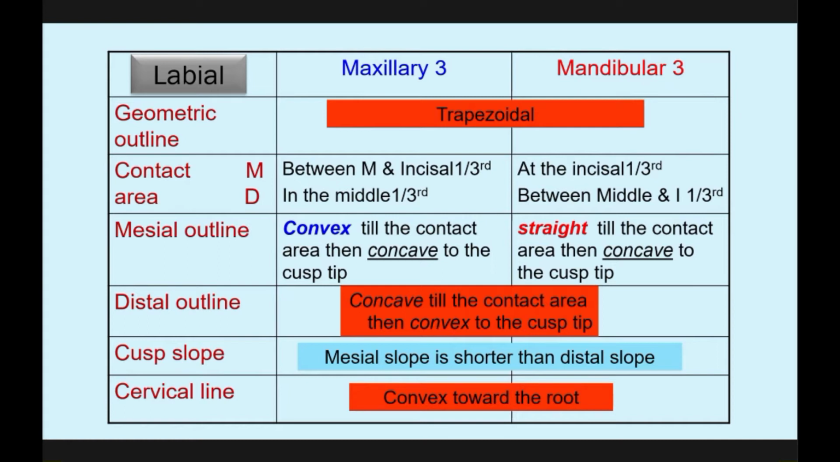So this is the direct comparison between the maxillary and the mandibular canine. If we remember what is the difference, the contact area is a little bit different and the mesial outline is a little bit different. Otherwise, all these three are similar.